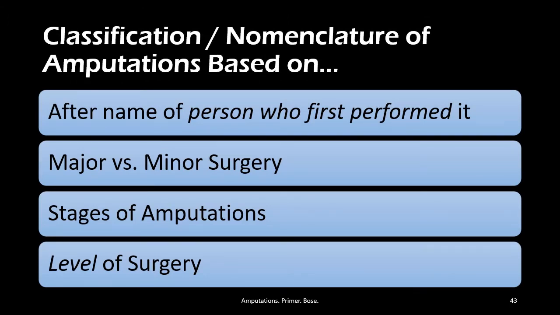Amputations can be classified, or the nomenclature can be ascribed, by any of the following mechanics. It is often after the name of the person who first performed it. It can be based on whether it is a major surgery versus minor surgery. It can be after the stages of the amputation, and it can also be named on the level of surgery. Let's look at each one of these a little more closely.